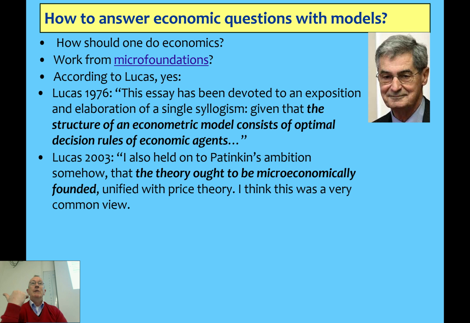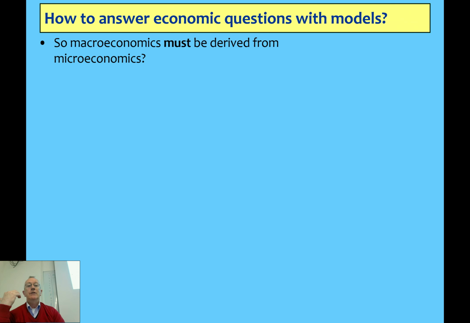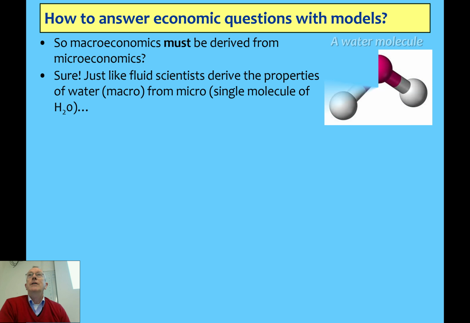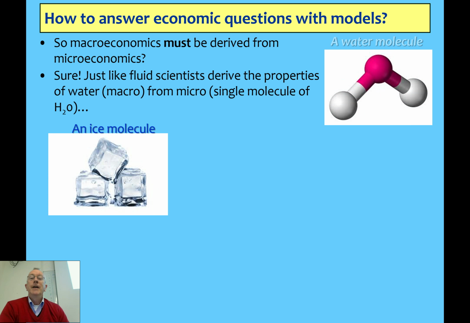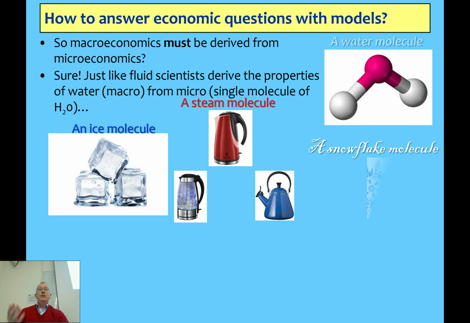He says the theory ought to be microeconomically founded, and nobody was satisfied with IS-LM, and that's actually true from every particular direction, much to their amazement, I think. He thought it had to tie together with micro. The whole idea was to make macroeconomics into applied microeconomics. Now, of course, that's exactly what fluid scientists do. When you analyse water, you start with the idea of a water molecule. It looks like this. And then you show that under certain conditions it'll turn into an ice molecule. Okay? And of course there's also a steam molecule, and my personal favourite is, after all, the snowflake molecule.